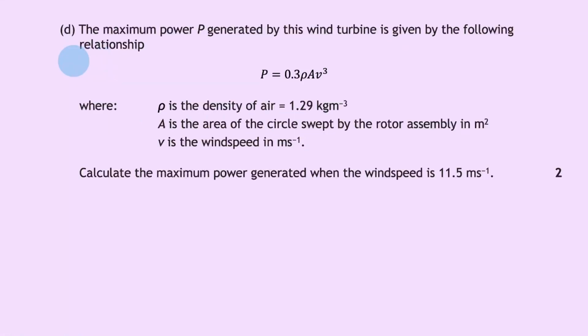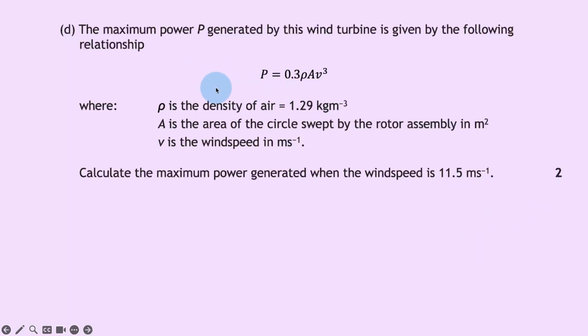Lastly, part D says the maximum power P generated by this wind turbine is given by the following relationship. P equals 0.3 rho AV cubed, where rho is the density of air, which equals 1.29 kilograms per meter cubed, A is the area of the circle swept by the rotor assembly in meters squared, and V is the wind speed in meters per second. Calculate the maximum power generated when the wind speed is 11.5 meters per second, and there's 2 marks available here.